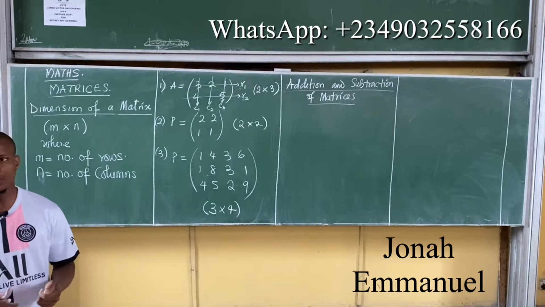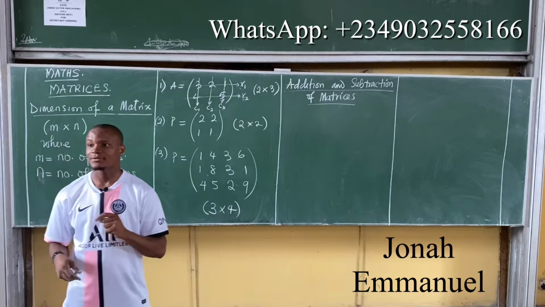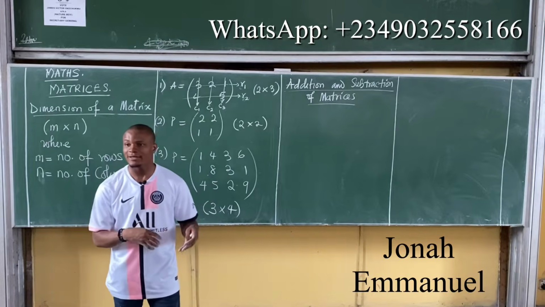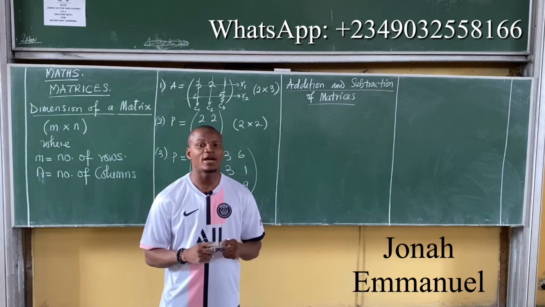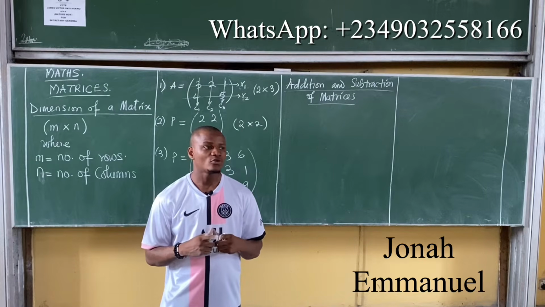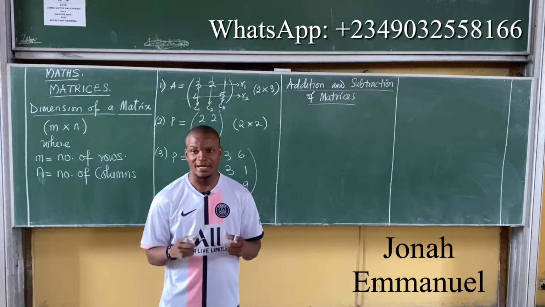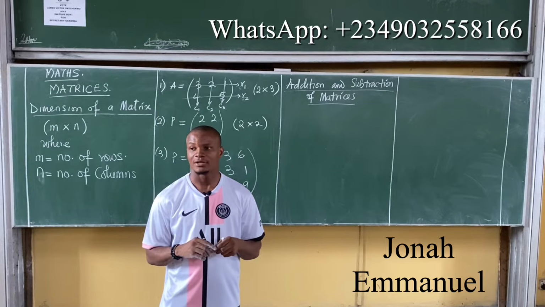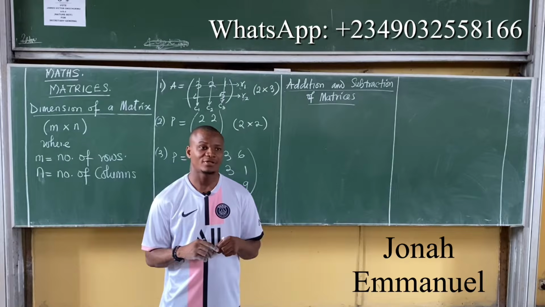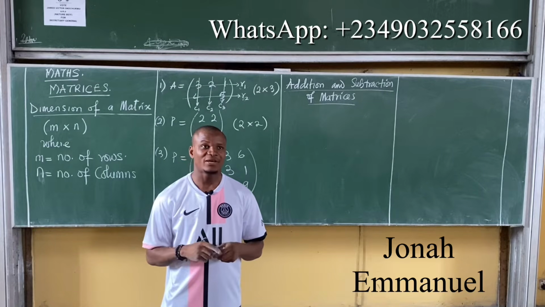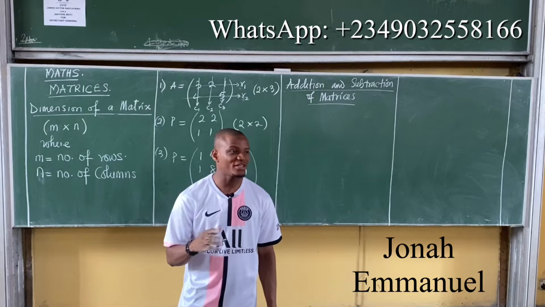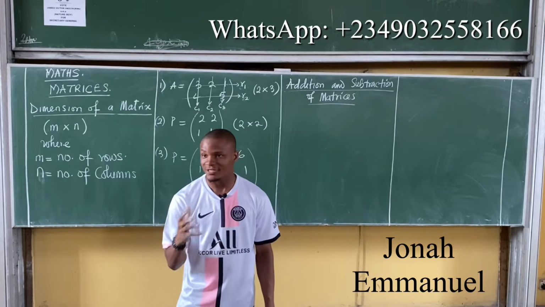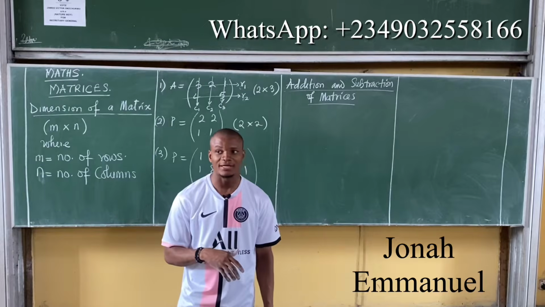Take down: 2 or more matrices can only add or subtract if they are of the same dimension. That's why I said dimension really matters. If you are given matrix A plus matrix B, before you add, you check the dimension. If it's not the same, you cannot add. If it's the same, yes, you can add or subtract.